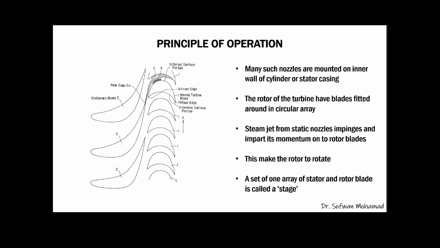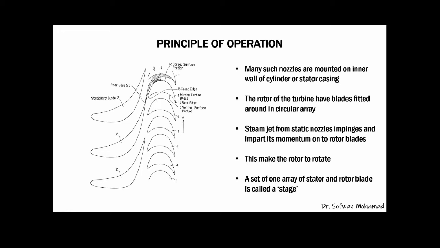So in a steam turbine, for the convergent divergent nozzle, we use a series or a few such nozzles mounted on the inner wall of the cylinder or stator casing. And then the rotor of the turbine has blades fitted around a circular array, as you can see. You can find the images in Google or in the video that I have provided last night.